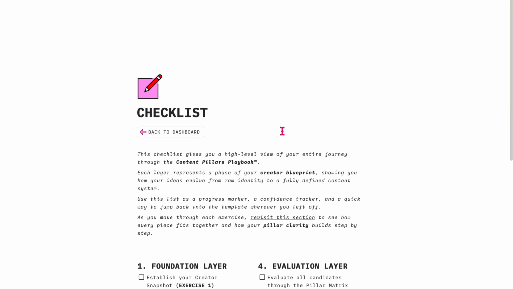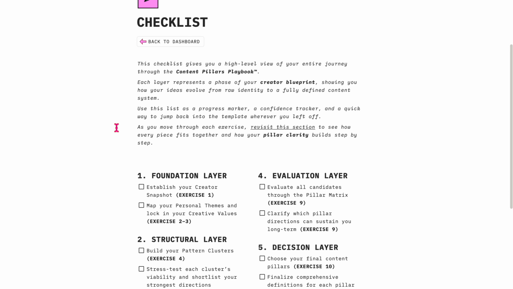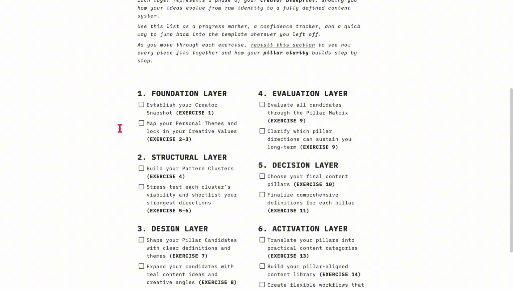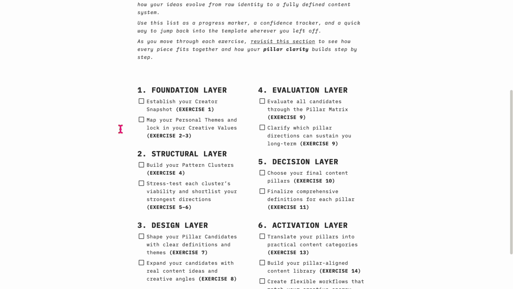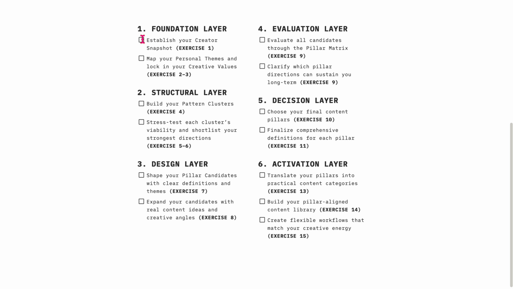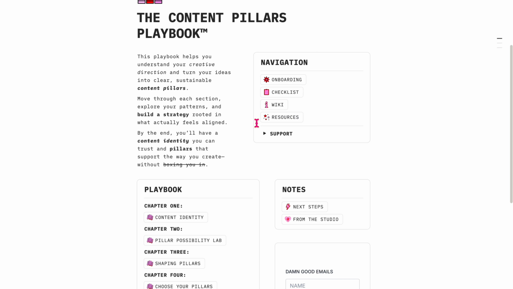One of my favorite things to design was the checklist. It gives you a high-level view of your entire journey through the Content Pillars Playbook. Each layer represents a phase of your creator blueprint, showing you how your ideas evolve from raw identity to a fully defined content system. So you can use this as your progress marker, or you can just check it off as you go, or whatever you want to do. Since I have not duplicated this template, I am just in view mode, so I cannot check off the boxes.